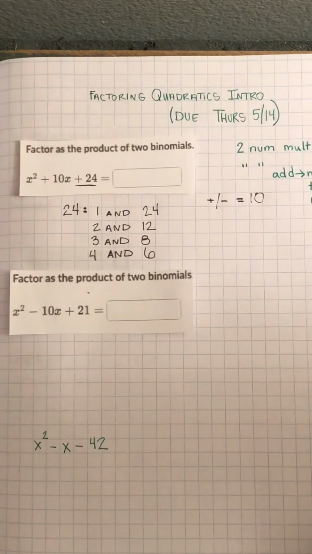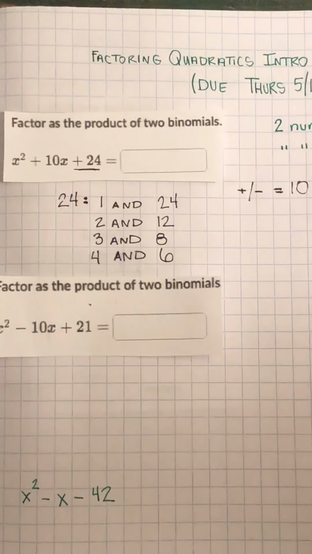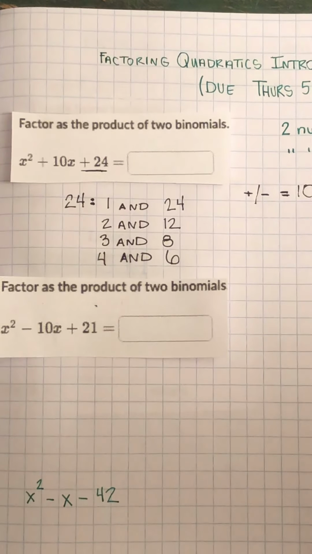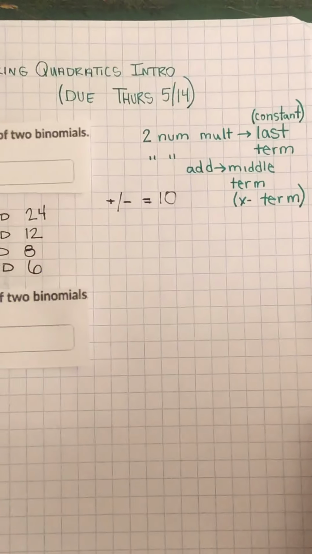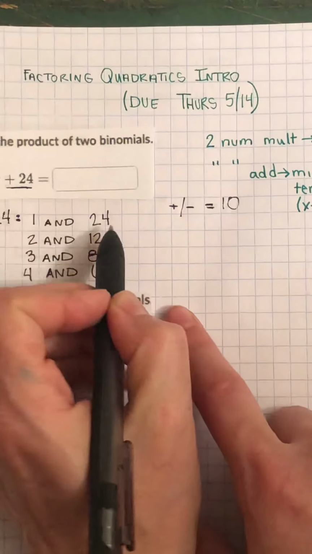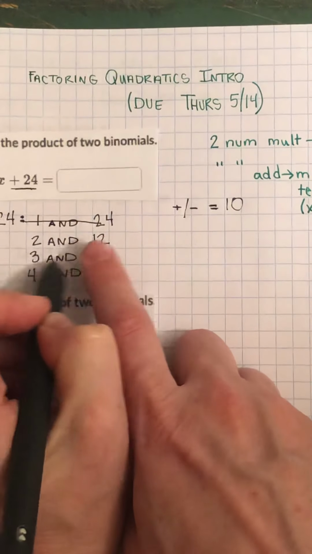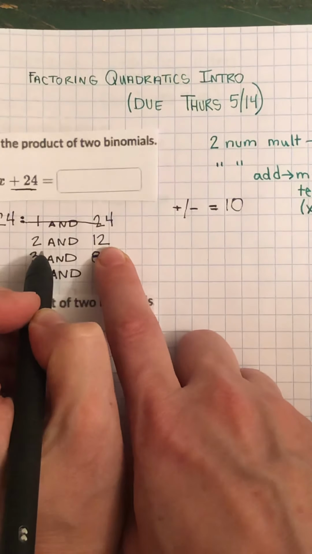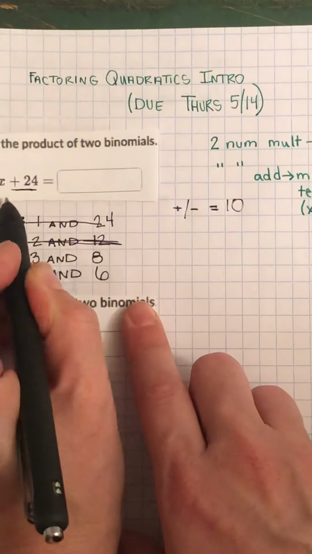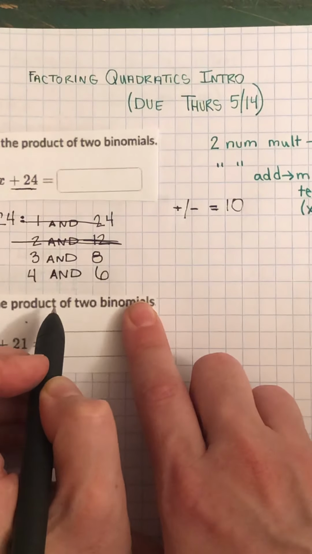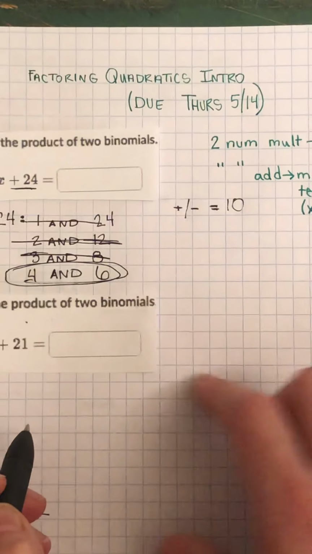So we're going to add or subtract to give me 10. Now, everything's positive, so it's just going to be two positive numbers that give me 10 when I add them. So 1 and 24 give me 25. 2 and 12 are interesting because if one of them was negative, then this could work, but since all the terms up here are positive, that's not going to work. 3 and 8 are 11, so it's 4 and 6.